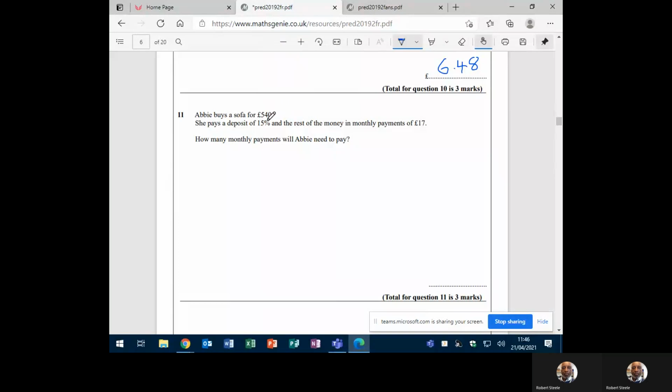Right. Need to be aware that 15% is equal to 15 over 100 as a fraction and is also equal to 0.15 as a decimal. So on a calculator paper, I would make sure I used a calculator method and I would work out the deposit by this method.